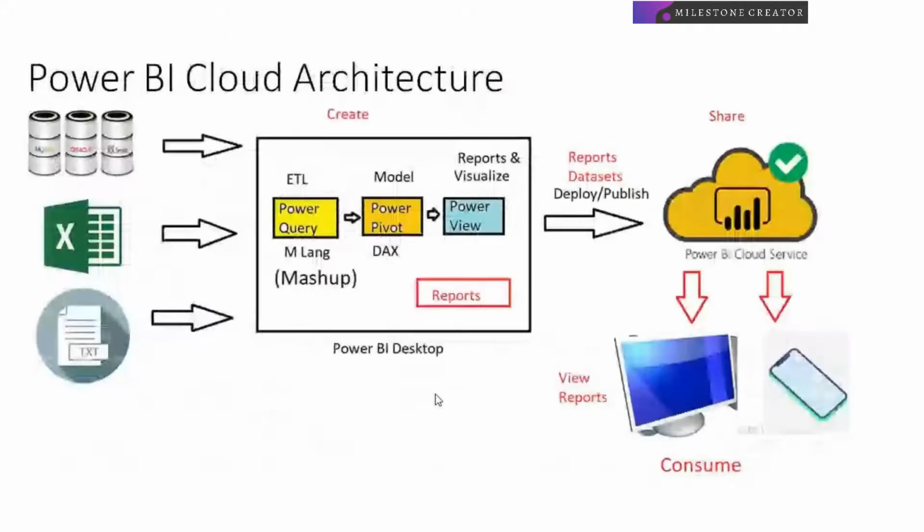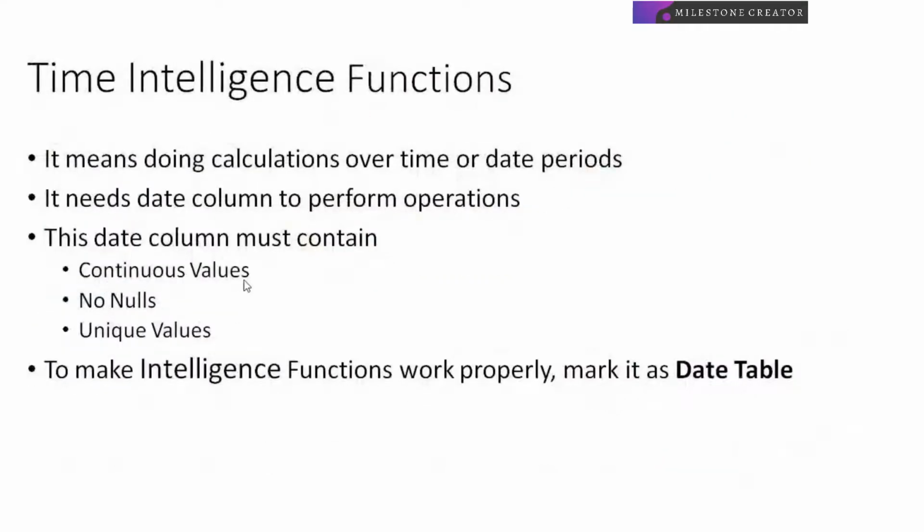What are these three things that are missing? Order date will not have continuous values. Order date will not have no nulls and unique values. So these things are missing in that column. If I use that column there, it is not going to work. It is not going to bring the running total.